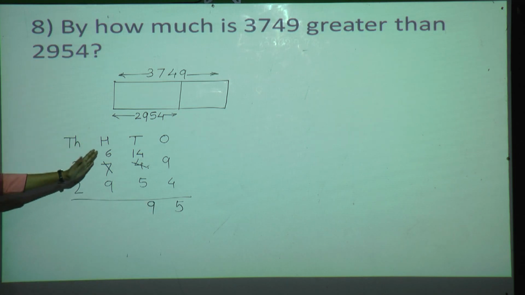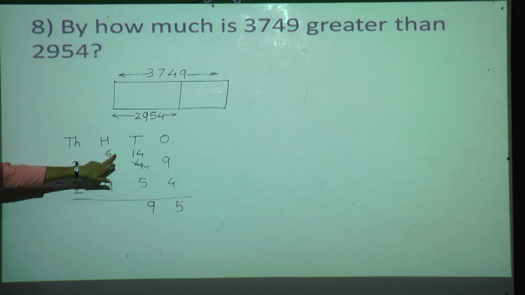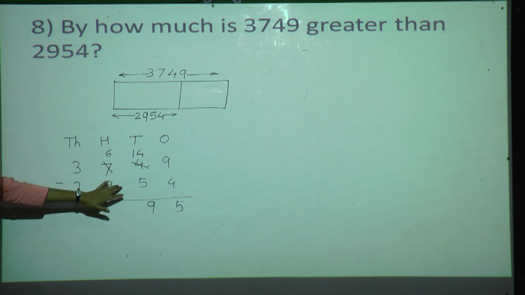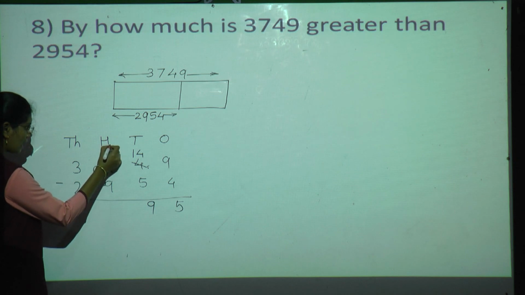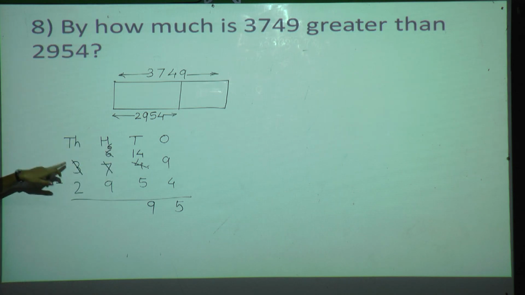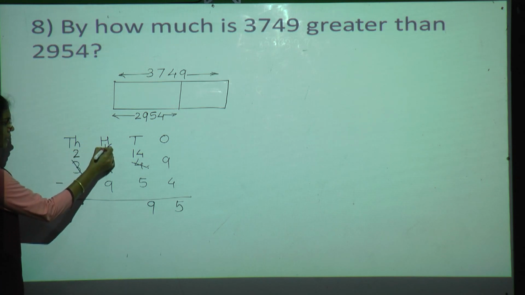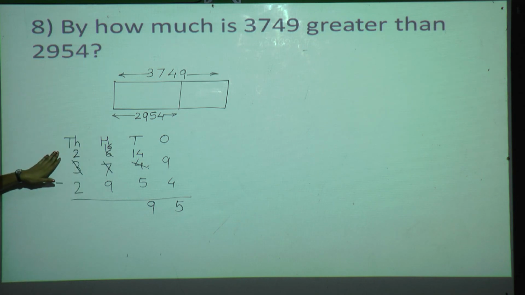Then go to the hundreds place. Here 6 is there, here 9 is there. Again the same problem, we can't do 6 minus 9 because 6 is smaller than 9. So just cut this 6 and write as it is here, and then go to the neighbor. Now the neighbor is having 3. So take 1 borrow from this 3. Cut the 3. 3 minus 1 is equal to 2, and here we will take 1 borrow from the thousands place.